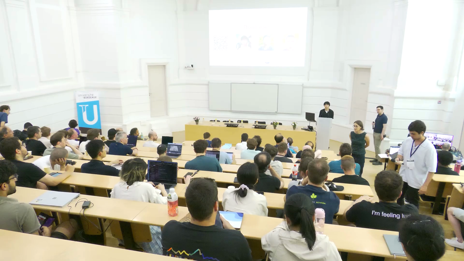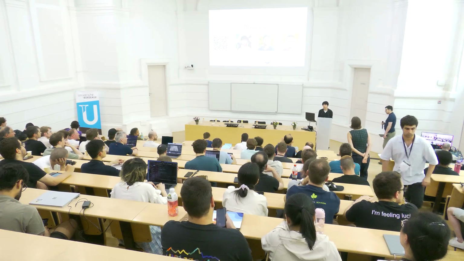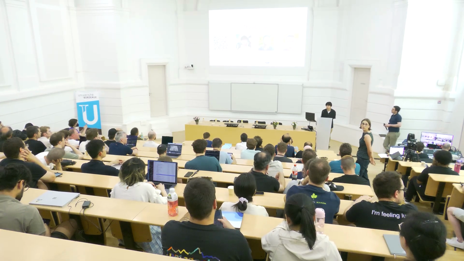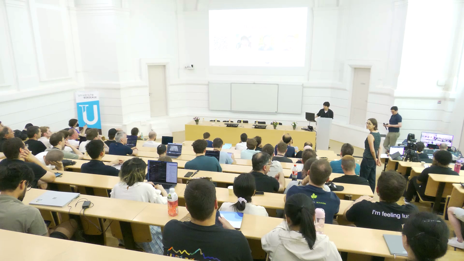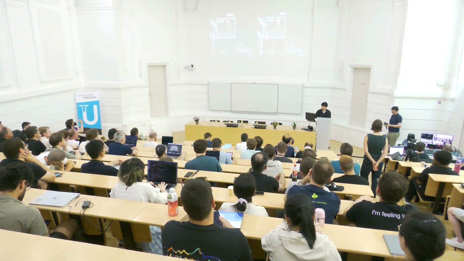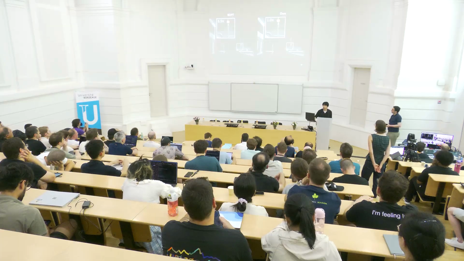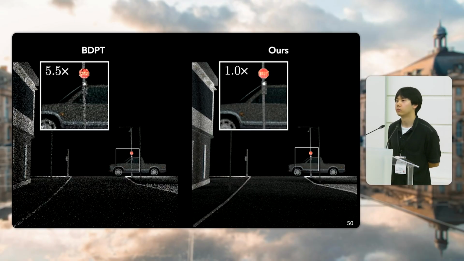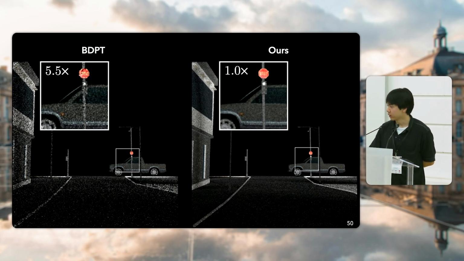Thank you for the talk. Regarding your comparison result, the car with a red sign, can you go back to that slide? Yes, this one. Your result has much better convergence, much less noise. But you can see the sign is much more blurred than the BDPT. Why? The stop sign is more blurry?